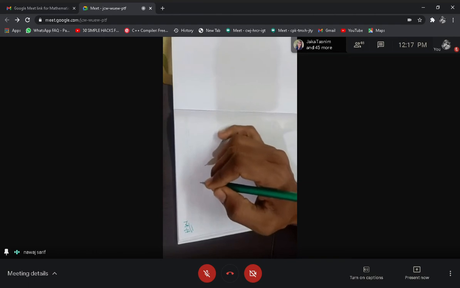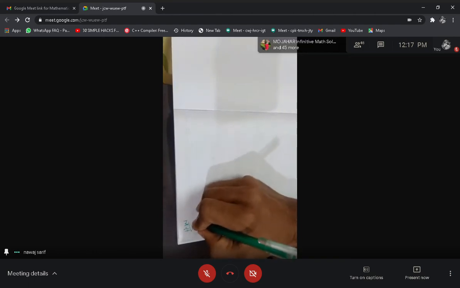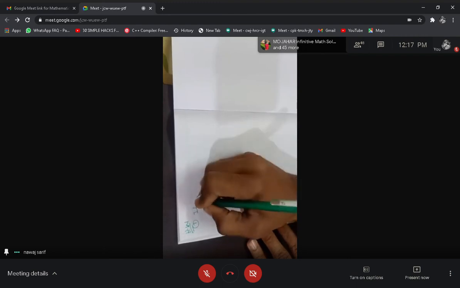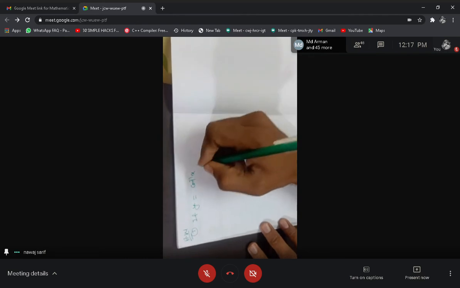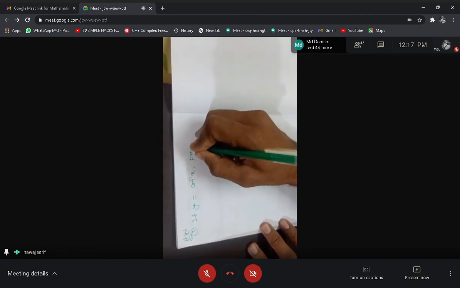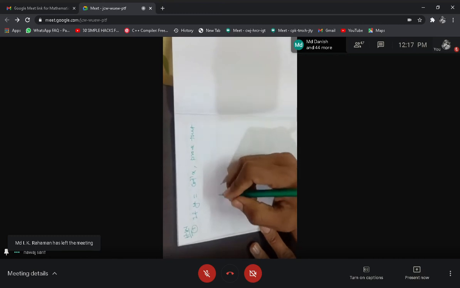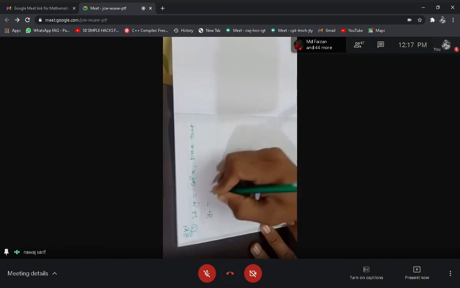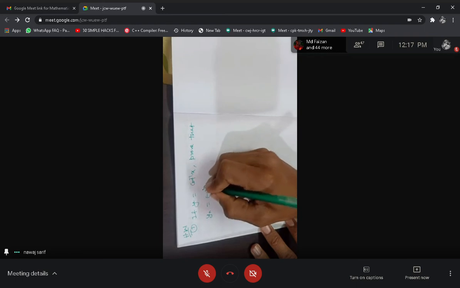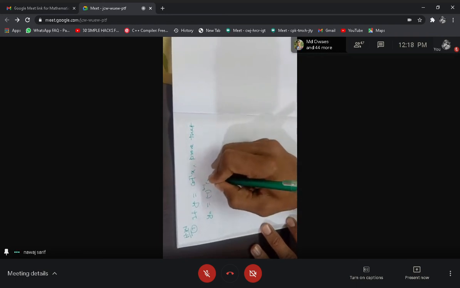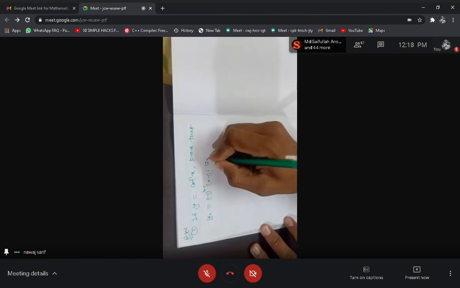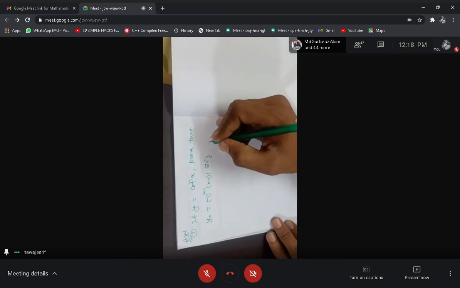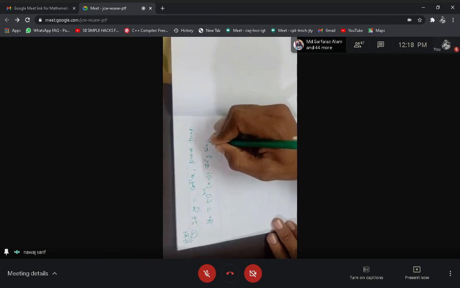So try to find this one. If y equals cot inverse x, then prove that yn equals minus 1 to the power n minus 1 into n minus 1 factorial sine to the power n y into sine of n y.